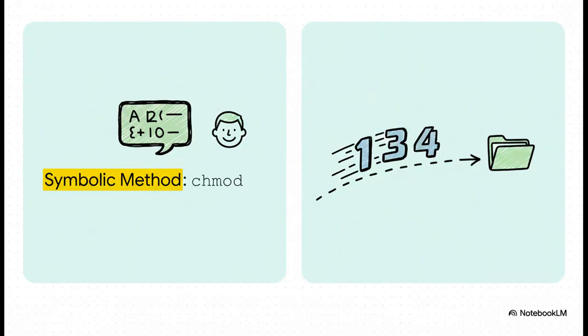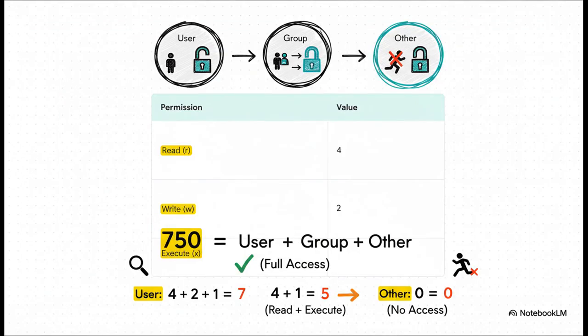So how do you change these permissions? You use a command called chmod, and there are 2 main ways to do it. The symbolic method is awesome because it reads like plain English: chmod group plus read. Super clear. The other way is the octal method, which uses numbers. It might look a little cryptic at first, but trust me, once you get the hang of it, it is way, way faster.